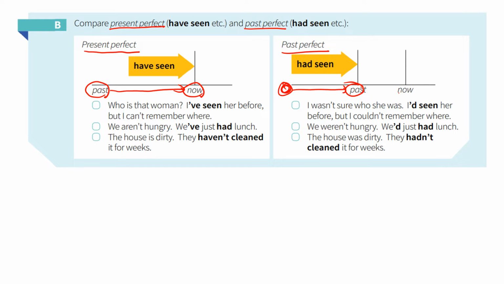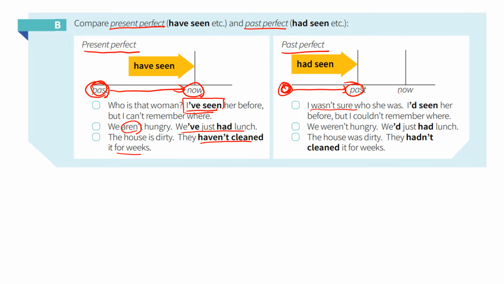Let's go back to present perfect. Who is that woman? I've seen her before, but I can't remember where. So in the past, from the past until now, I haven't experienced seeing her. We aren't hungry. We've just had lunch. The house is dirty. They haven't cleaned it for weeks.